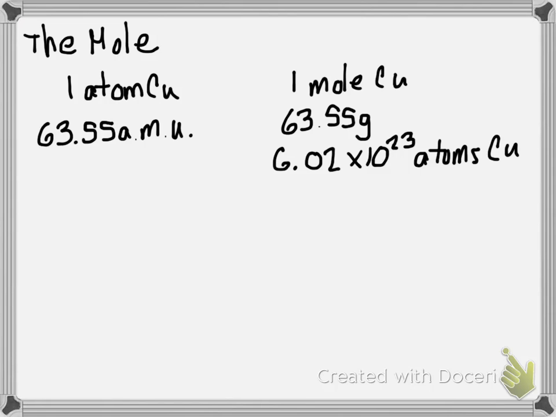An atom is very, very small, so it has a very, very small amount of mass, just AMU. A mole of copper is a more measurable quantity. That's something you could measure in a lab: 63.55 grams. And that is the same as saying that I have Avogadro's number, 6.02 times 10 to the 23rd atoms of copper.